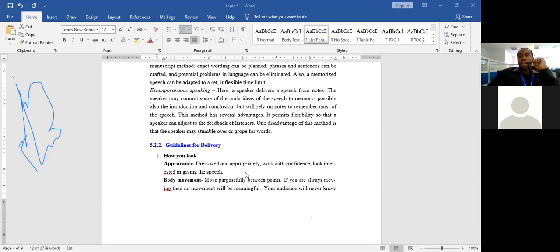So you need to have the guidelines for delivery. Number 1, you have to consider how you look. If you're going to give a speech, don't wear mini skirts. If you're going to give a speech, do not wear clothes.